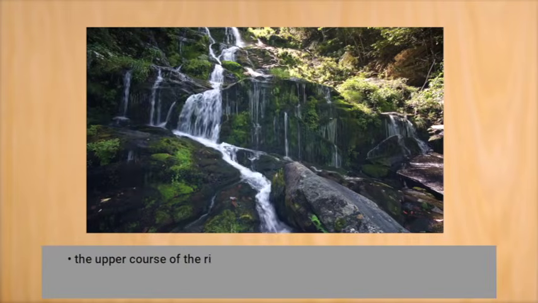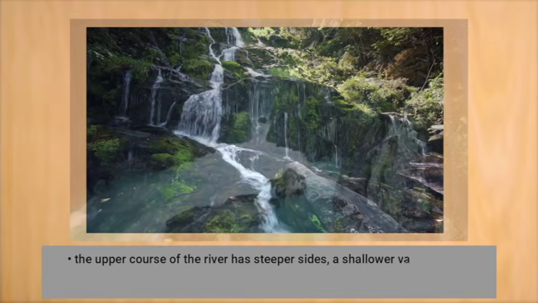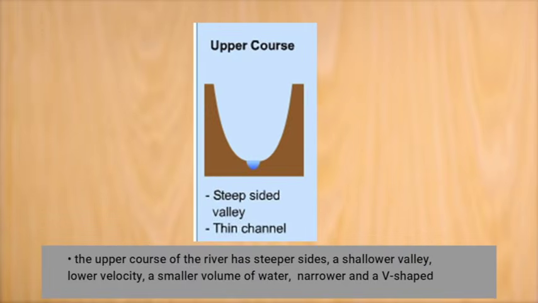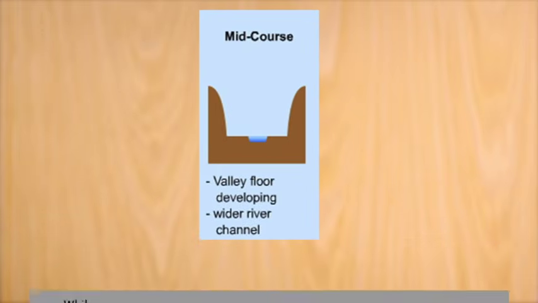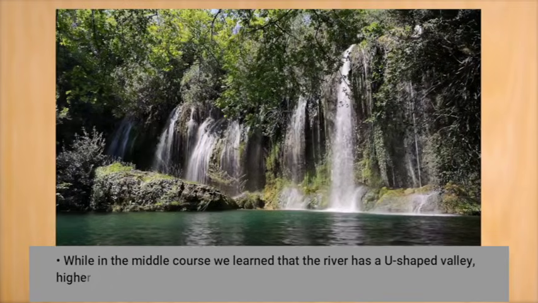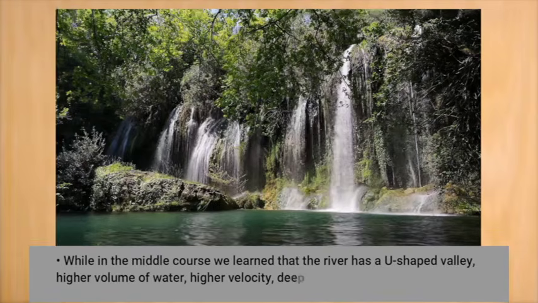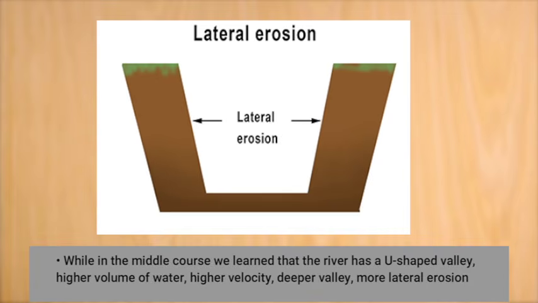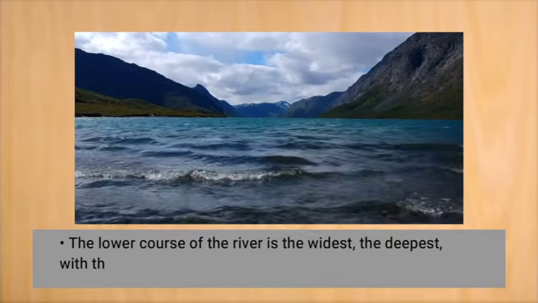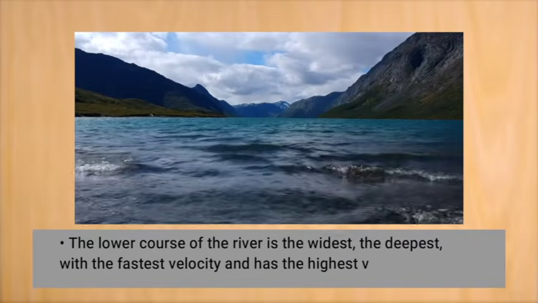Let's recap on what we discussed. We looked at the characteristics of the river in each stage, whereby we said the upper course of the river has steeper sides, a shallower valley, lower velocity, a smaller volume of water, and a narrower, V-shaped valley. While in the middle course we learned that the river has a U-shaped valley, higher volume of water, higher velocity, a deeper valley, and more lateral erosion. And the lower course of the river is the widest, the deepest, with the fastest velocity and has the highest volume of water.